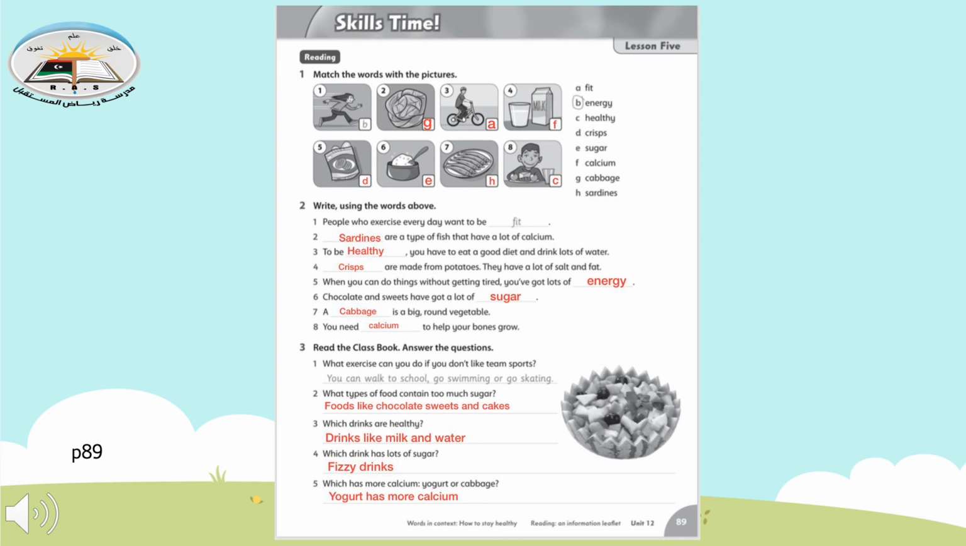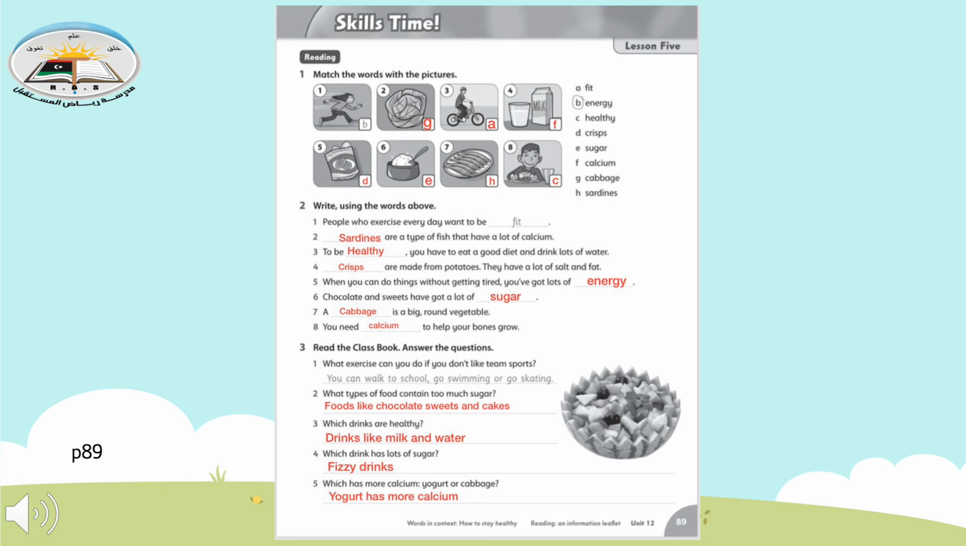Number 7. A cabbage is a big round vegetable. Number 8. You need calcium to help your bones grow.